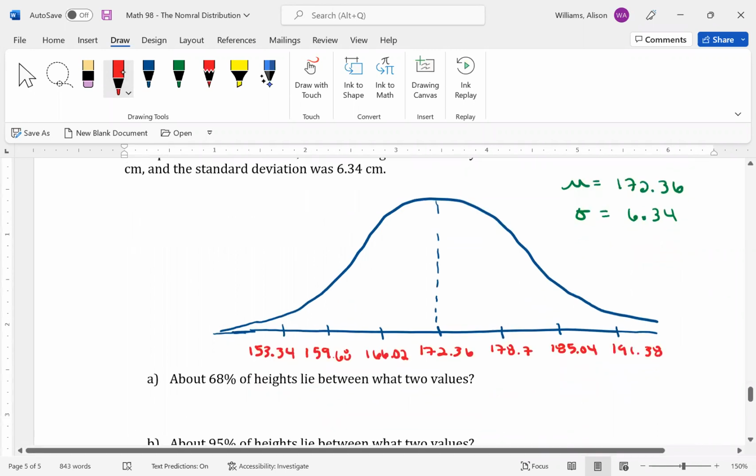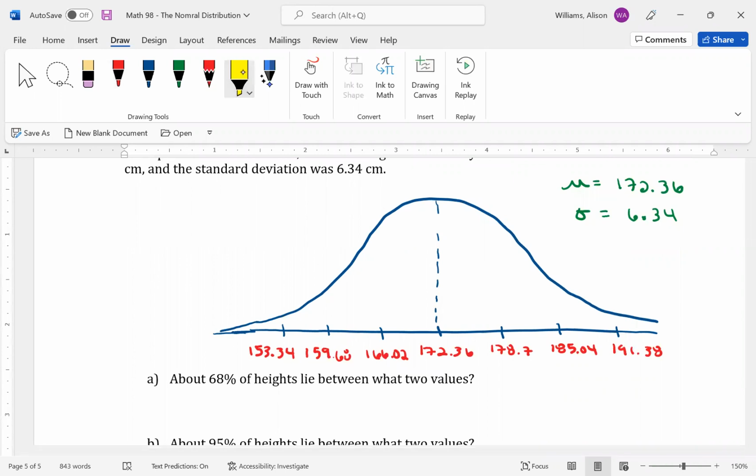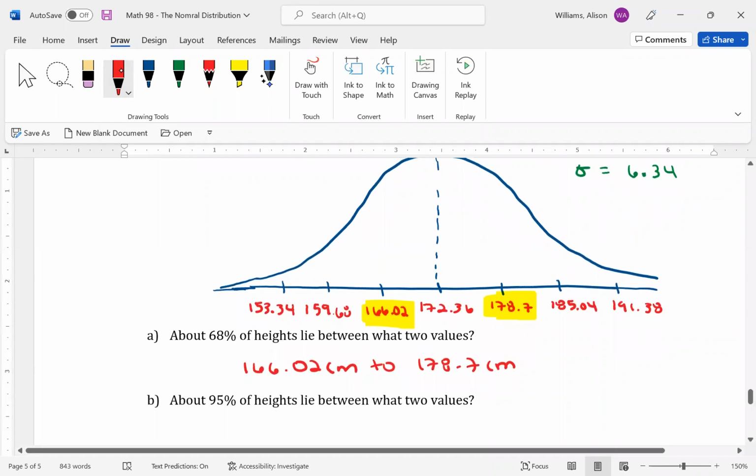Well, 68%, that's 1 standard deviation above and below the mean. So that would be this one below and one above. So we're saying that 68% of the heights lie between 166.02 centimeters to 178.7 centimeters. So in Chile, these males between 15 to 18, 68% of them are going to fall between those 2 centimeter values.